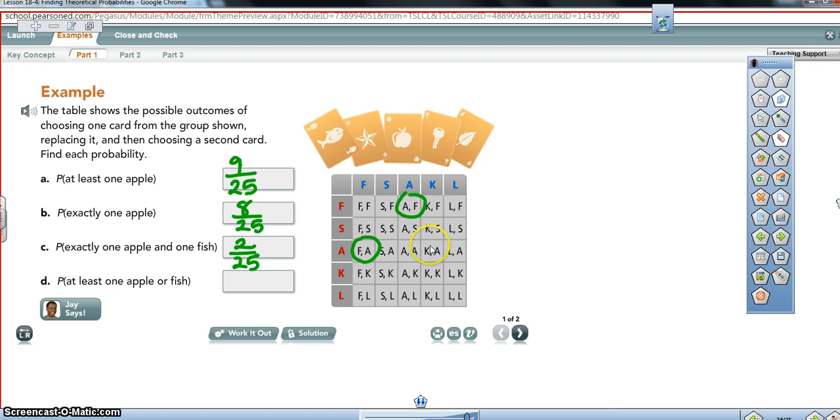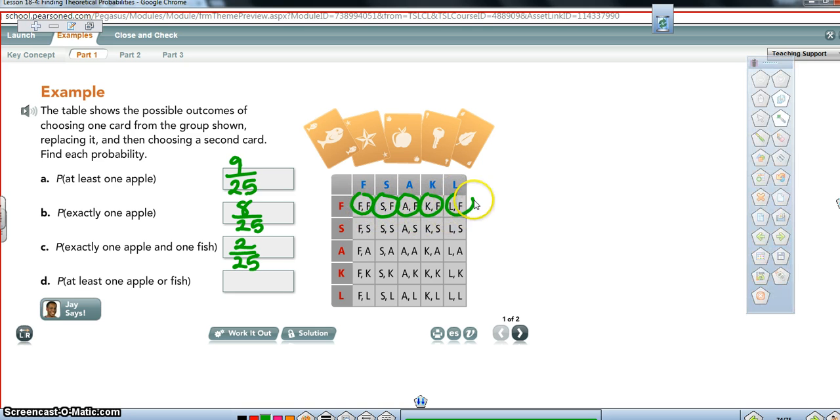The probability of getting at least one apple or fish. So we want at least an apple or at least a fish. That has a fish or an apple. All of these have a fish. All of these have fish. All of these have at least one apple. So it would be all the chances to get at least an apple or at least a fish. That is 1, 2, 3, 4, 5, 6, 7, 8, 9, 10, 11, 12, 13, 14, 15, 16 chances out of 25 total possibilities in the whole table.